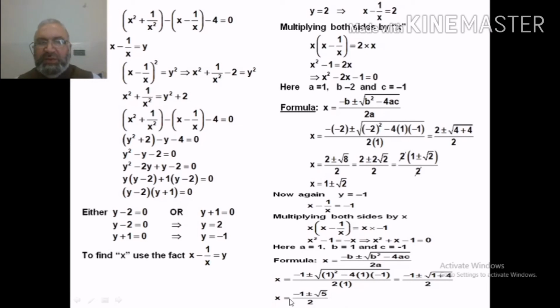So we get four values. First one, 1 plus under root 2. Second, 1 minus under root 2. Third, minus 1 plus under root 5 by 2. And fourth, minus 1 minus under root 5 by 2. So that is the solution set.